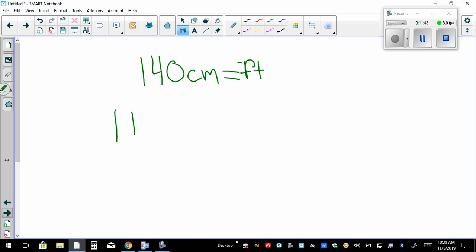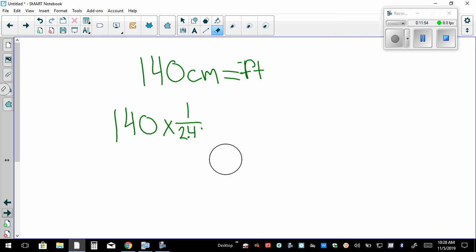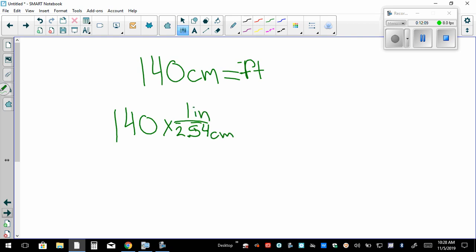So 140 times, for every 1 inch, it's 2.54 centimeters. Wait, no. I know I'm struggling today. 2.54 centimeters, and this is 1 inch. So we're just converting it into 1 inch. So we can always just put this over 1, and 140 times 2.54 is, try to get a calculator, Dakota. Okay.